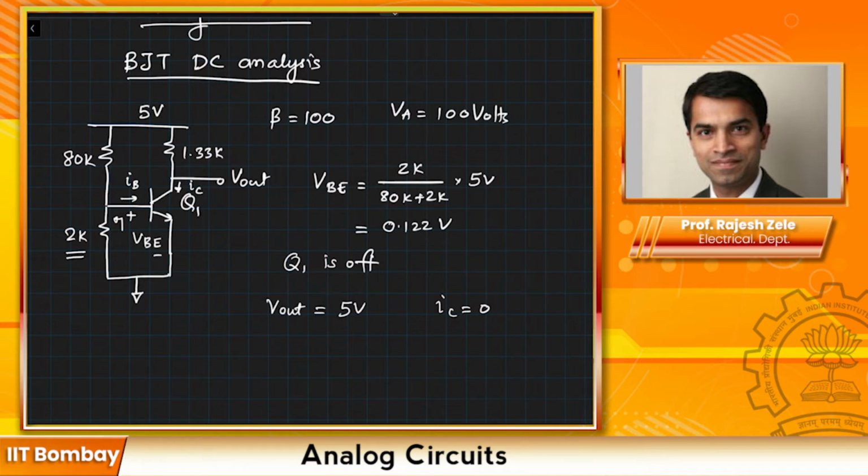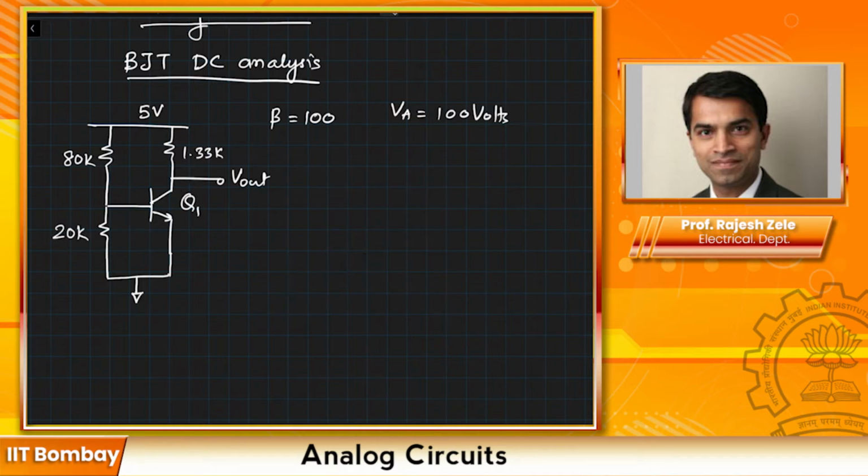In this example, we will just change the value of this particular resistor to be equal to 20K. Following the same method as before, we can quickly tell that if you ignore the base current, then the voltage looking back here is going to be 20K divided by 100K times 5 volts, which is 1 volt. So there is a good possibility that Q1 can be turned on. Now let's get into the details.